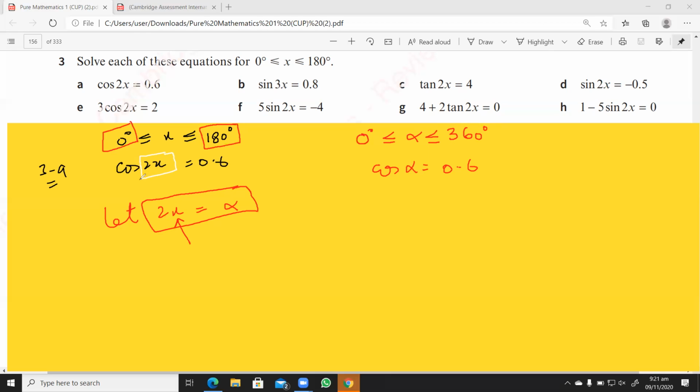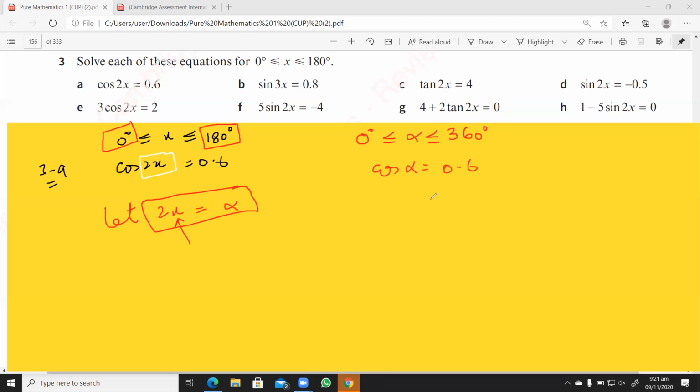If you had your equation cos 2x equal to 0.6, angle x was between 0 and 180. When you change your 2x with alpha, this equation cos alpha equal to 0.6 has to be solved for alpha between 0 and 360. Is it clear to you? Now, the rest is very familiar to you people. You know how to solve this.